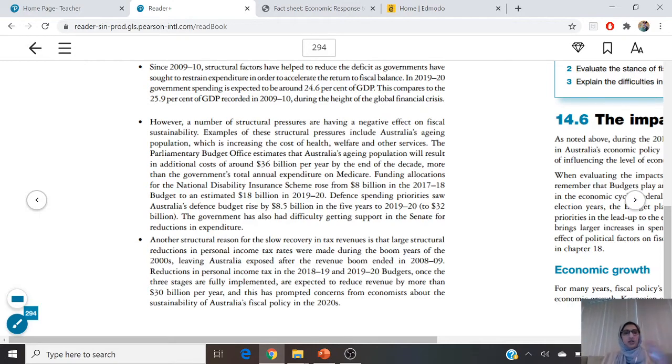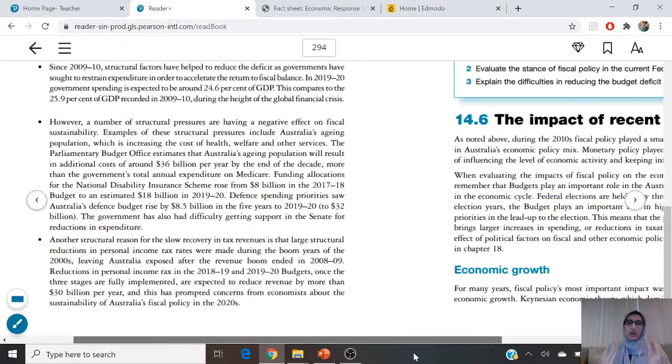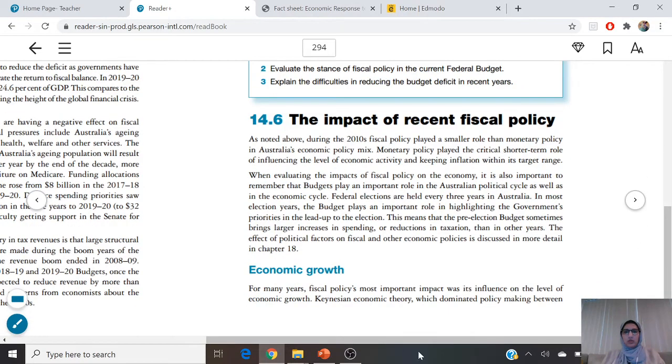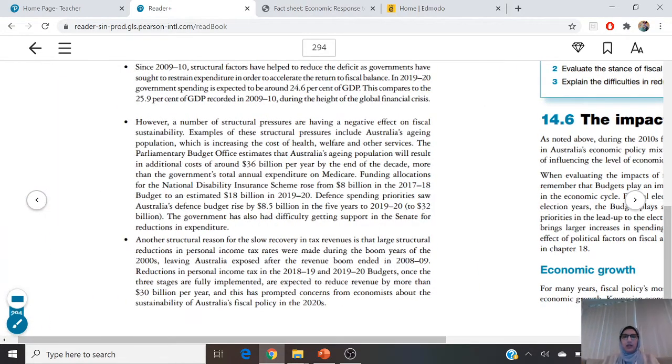Now, another structural reason for the slow recovery in tax revenues is the structural reductions in personal income tax that were made during the boom. Again, the exact same thing: reductions in personal income tax in the 2019 and 2020 budgets, once the three stages are fully implemented, are expected to reduce revenue by more than $30 billion per year. We'll discuss the three stages on the next page.